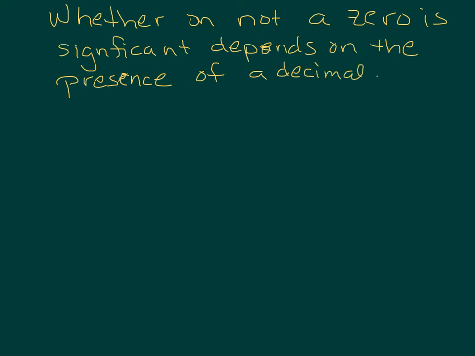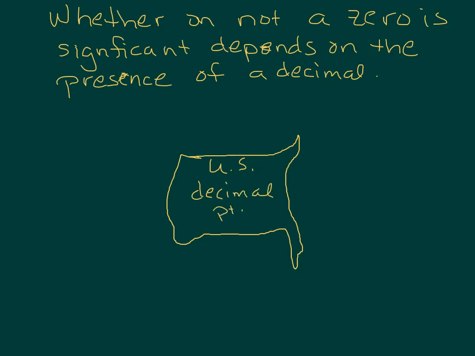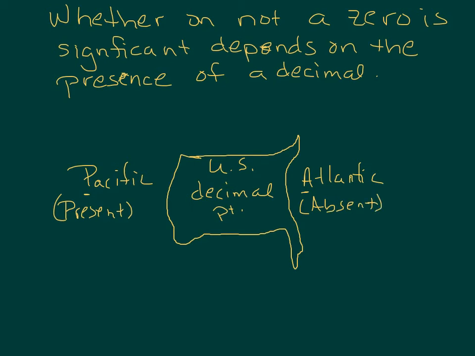Okay, to help us remember that, I'm going to use a little mnemonic about using the map of the United States. I'm going to try and draw a map of the United States. Probably not going to look very good. Oh well, something like that. So this is the United States, and in a number, it's going to represent our decimal place. On the right side of the decimal place, we have the Atlantic Ocean. And on the left side, we have the Pacific Ocean. P in Pacific means that your decimal is present. A in Atlantic means that it is absent. No decimal place.